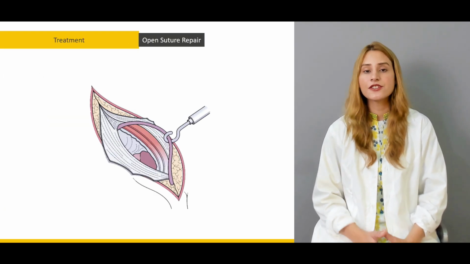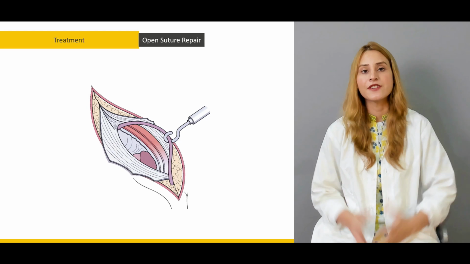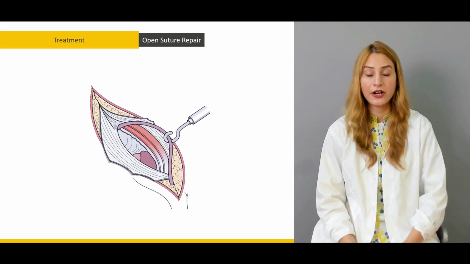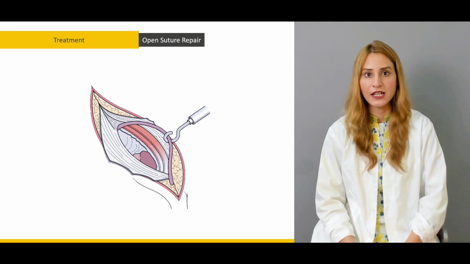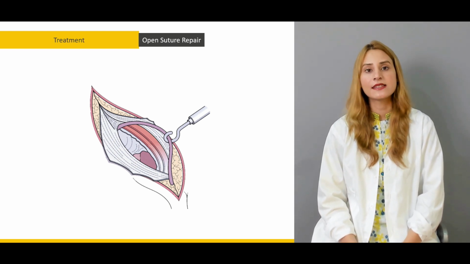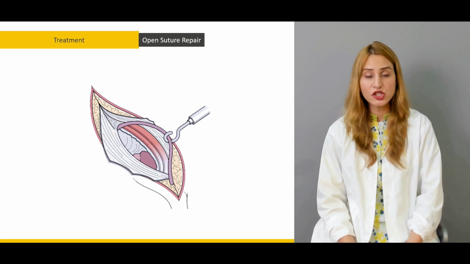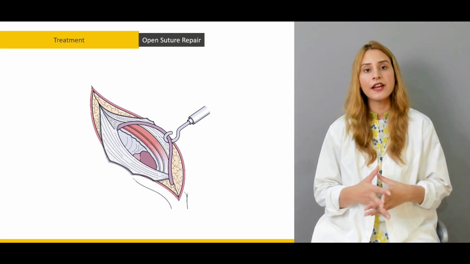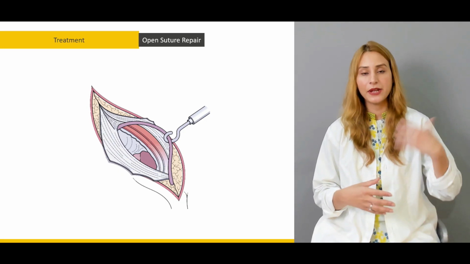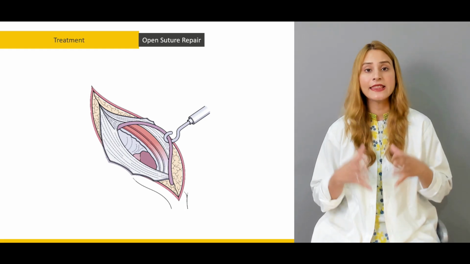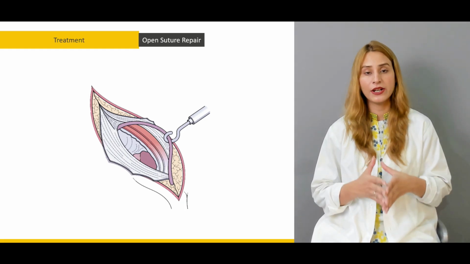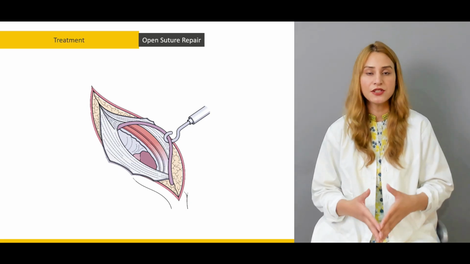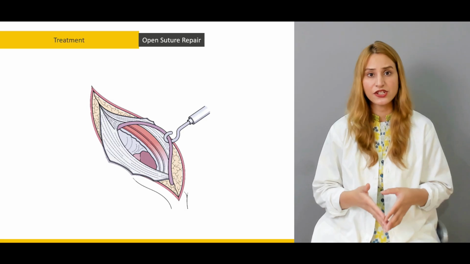There are different kinds of surgical operations for that. There's an open suture repair, there's a Bassini's repair, there's a Lichtenstein repair, and there is a mesh repair as well. Most of the time nowadays, it is mesh repair because meshes are easier. They're more friendly, they help in wound healing as well, and they have a very, very low risk of recurrence as well.